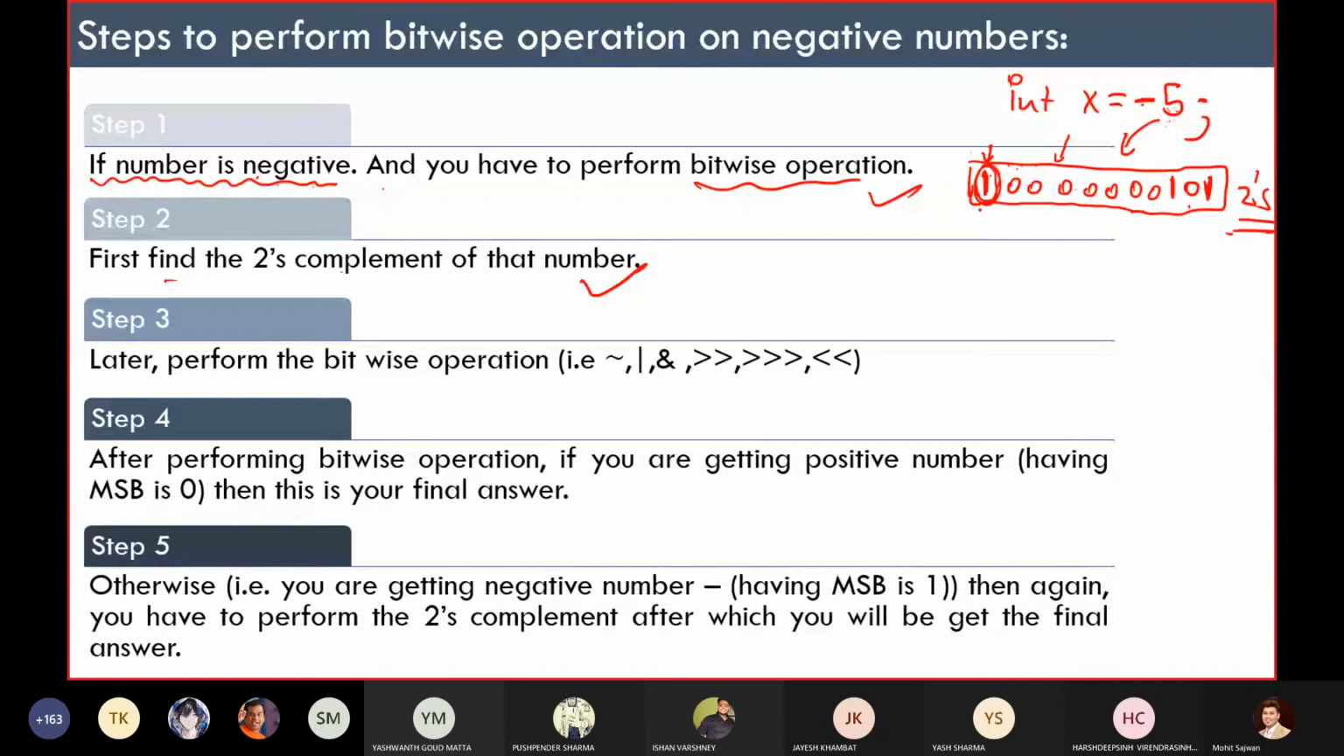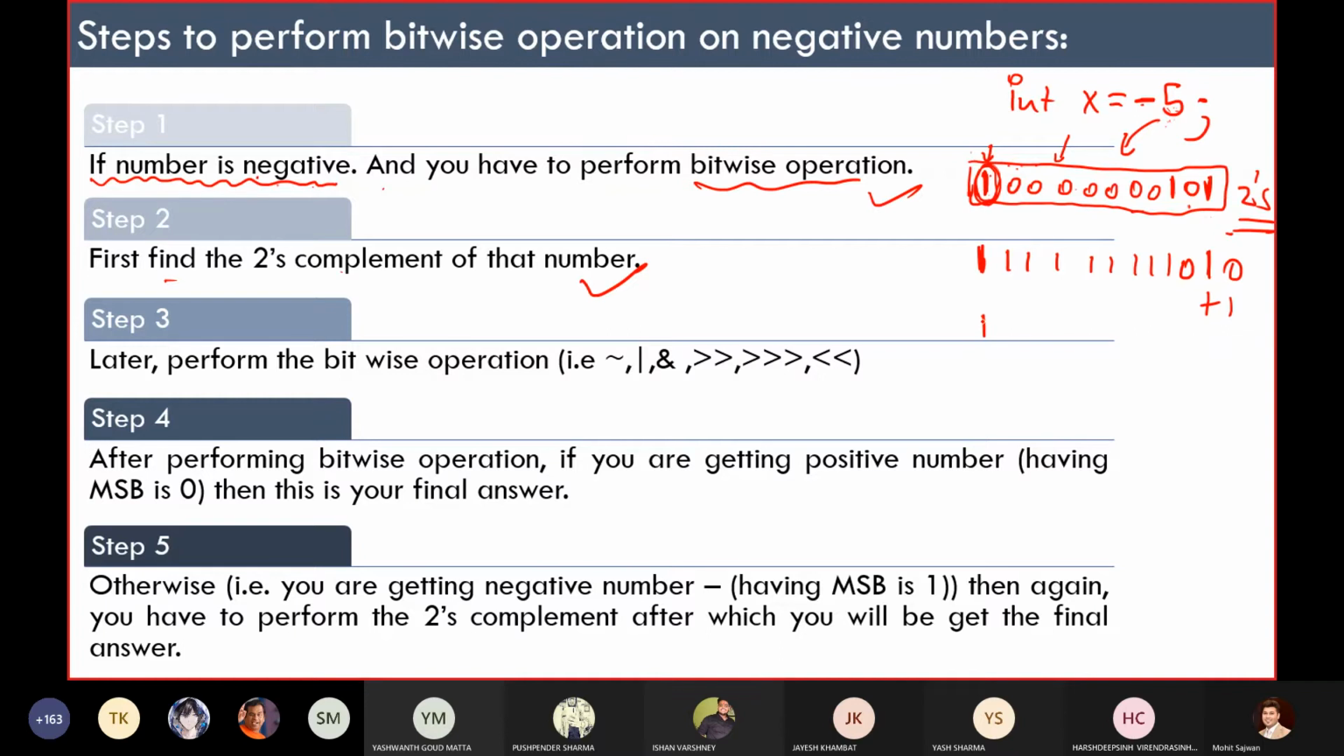Otherwise, I have seen that sometimes a student, whenever performing 1's complement, also flips the MSB bit. No need to flip that bit. Okay, so whenever you are performing 2's complement, you will get all ones over there, and then you will get 1 0 1 0. Then you have to perform +1 over there.